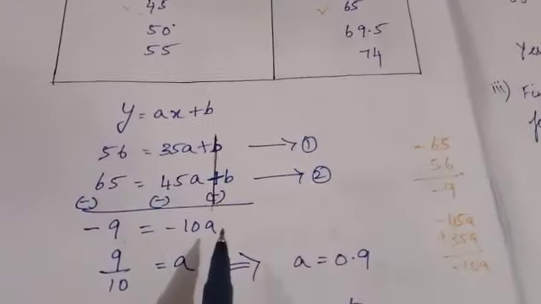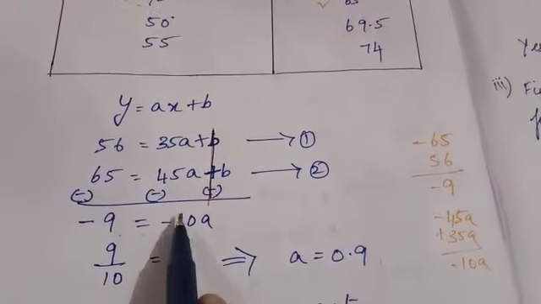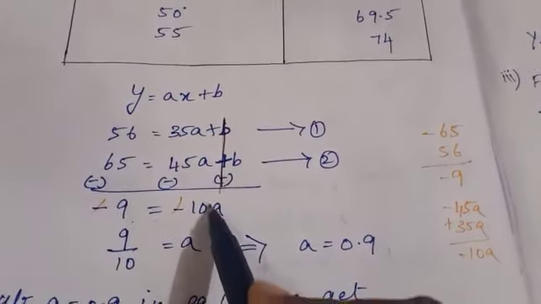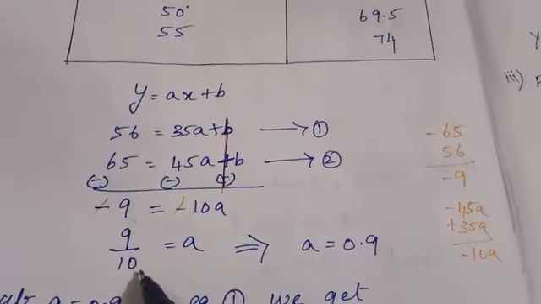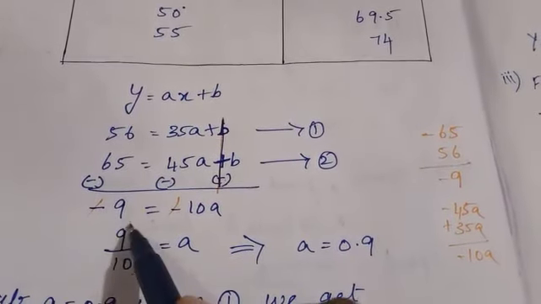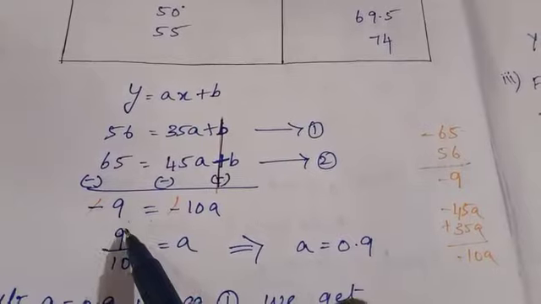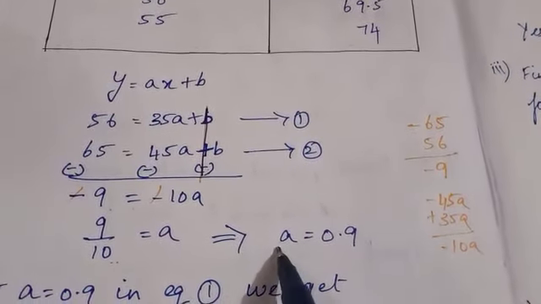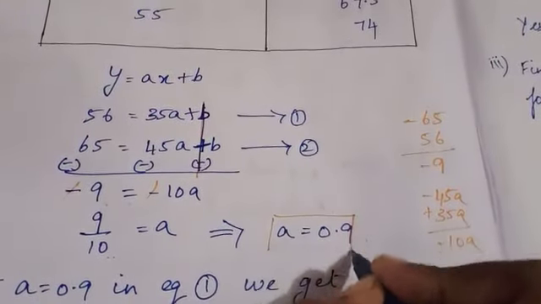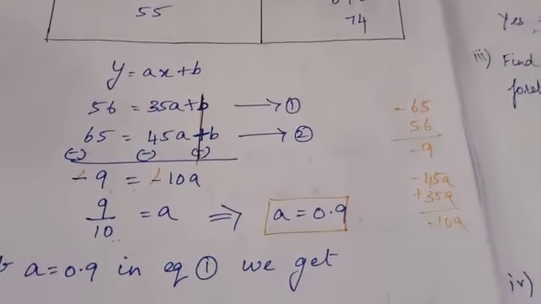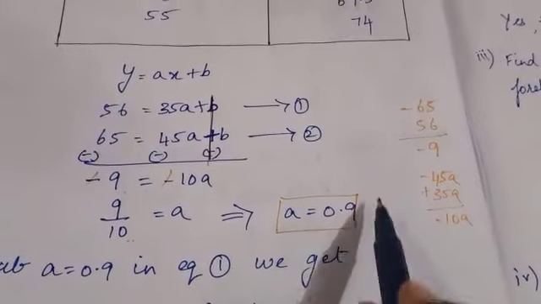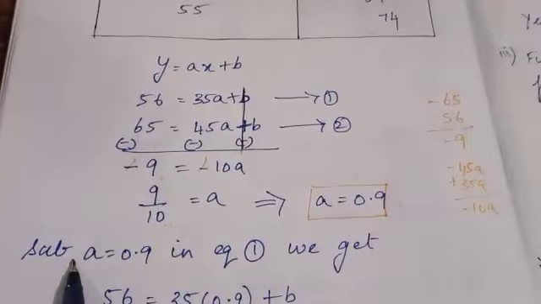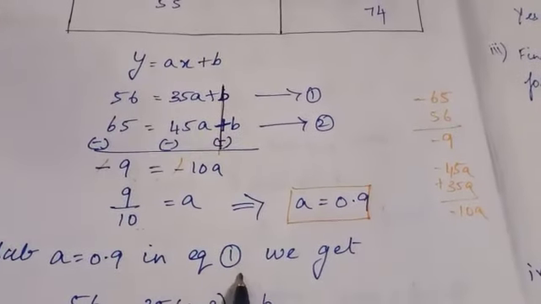Now we are going to find the value of a. Minus and minus get cancelled, and I'm bringing this 10 here: 9 divided by 10. When we divide 9 by 10, our answer will be 0.9. So the value of a is 0.9. Next, using this a value, we are going to find the value of b. Substitute a is equal to 0.9 in equation 1.